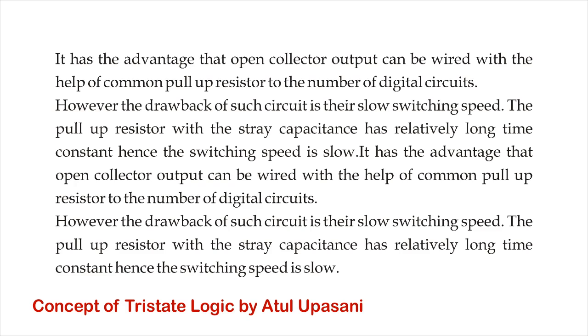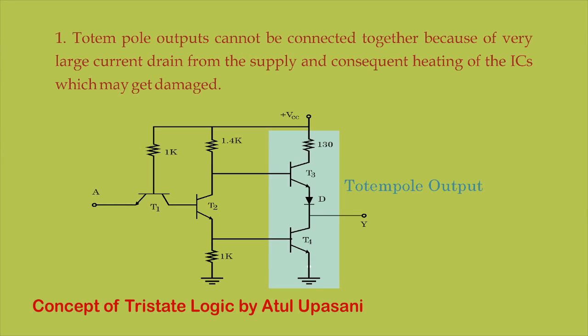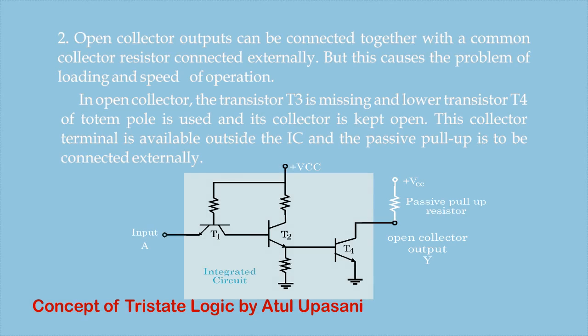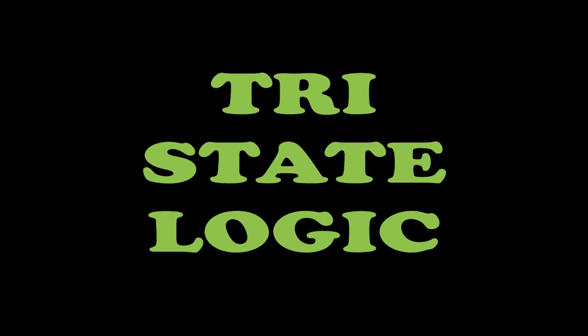So in open collector, transistor T3 is removed and the collector is taken out, and that is the meaning of open collector. So if totem pole output is taken, then there will be a problem of large current drain, and there will be a problem of heating of the IC. And if the open collector outputs are taken, there will be a problem of loading and speed of operation. So to remove these two problems, we have to arrange the circuit like a TSL gate or tri-state logic. So let us see what is meant by tri-state logic.